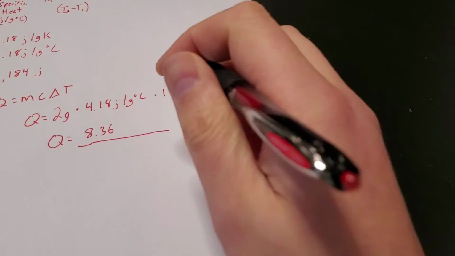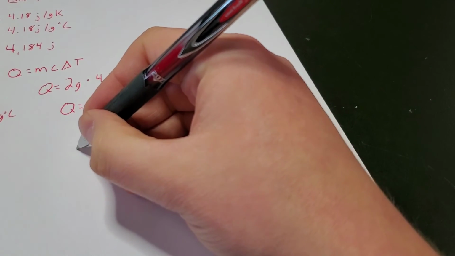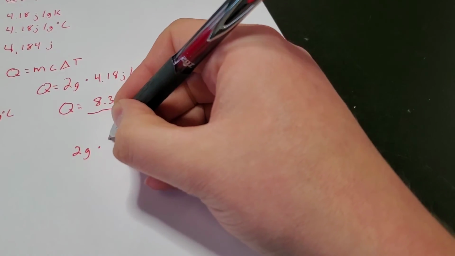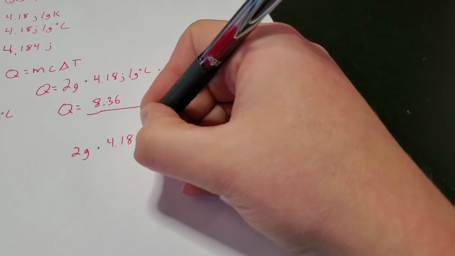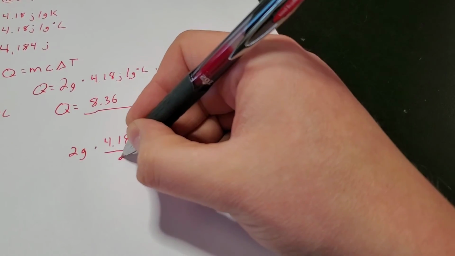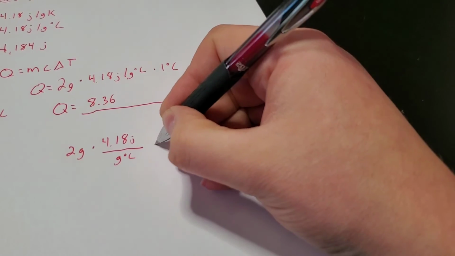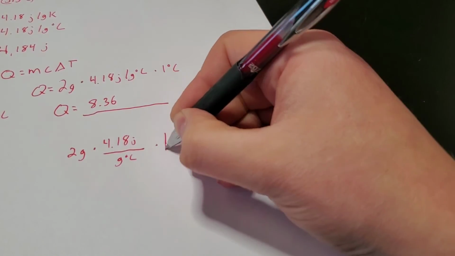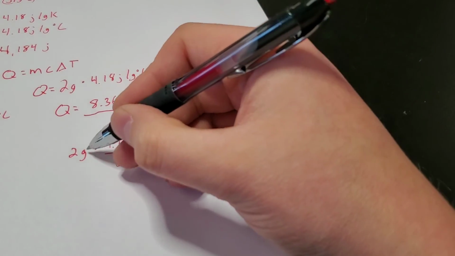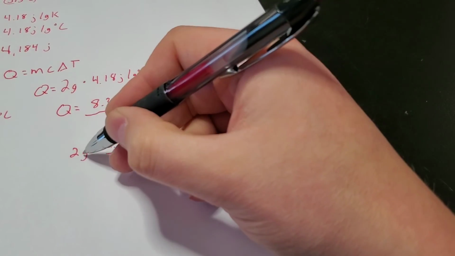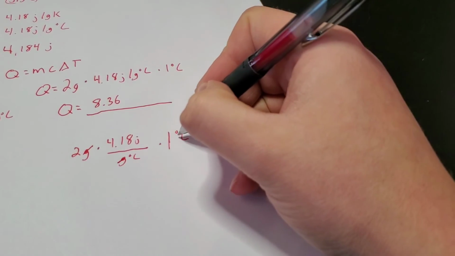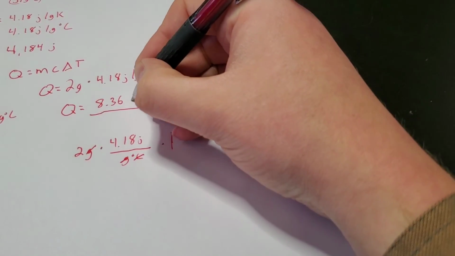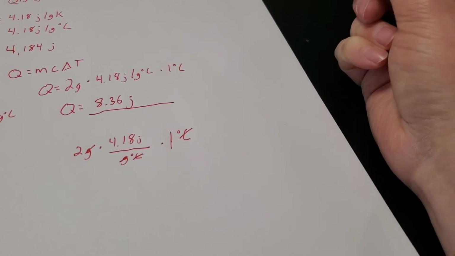Now, if I'm thinking about what's happening here, if I just break this down based on my units, okay, I've got 2 grams, there's a unit there, times 4.18 joules per gram degree Celsius times 1 degree Celsius. Well, I've got grams on the top and the bottom. I've got Celsius on the top and the bottom. The only thing I have left is joules.